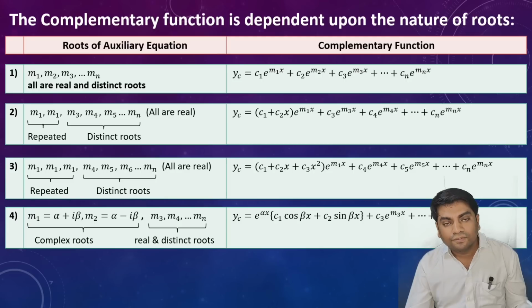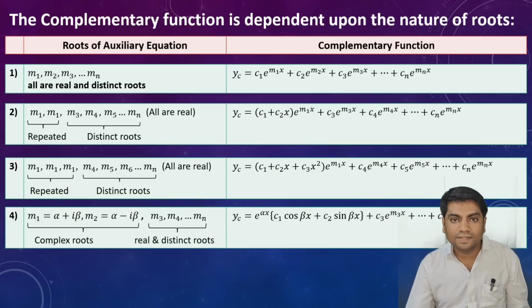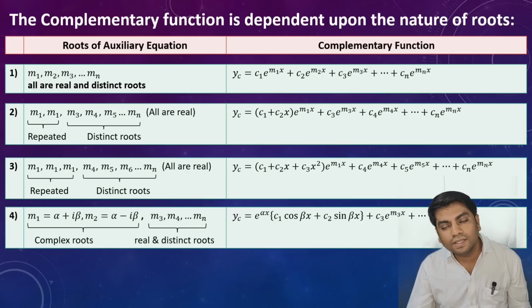So for them, for m1, m2 as they are complex, and here the first term without i that is alpha, and with i that is called beta. So its complementary function will be e raised to alpha x in bracket c1 cos beta x plus c2 sin beta x bracket close, plus, now the remaining constants, the real roots m3, m4, m5 and so on, for them we will write c3 e raised to m3x plus c4 e raised to m4x and so on.